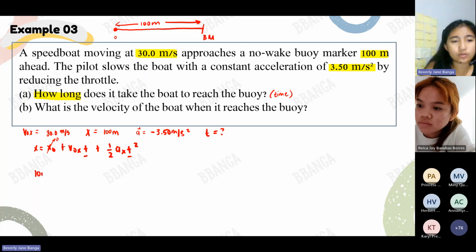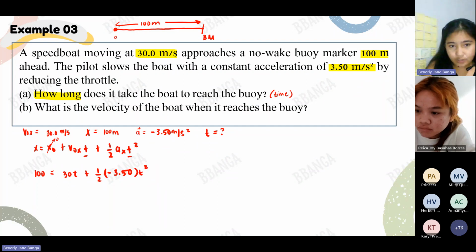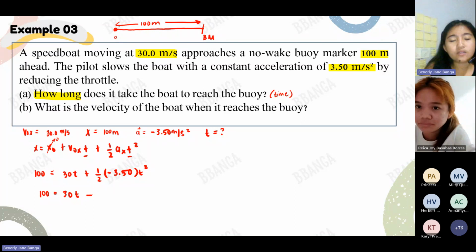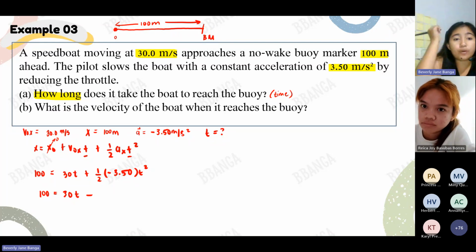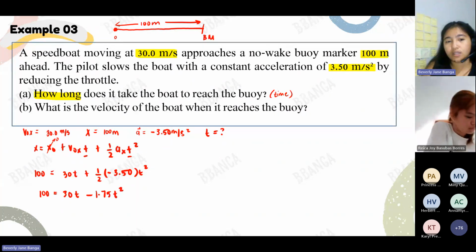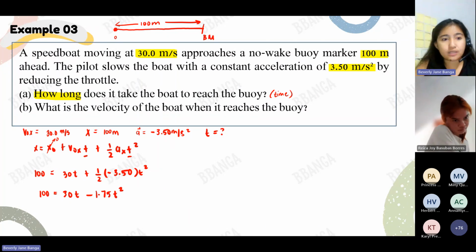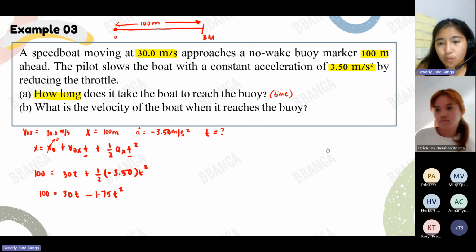So, you have x is equal to 100 equal to 30 times t plus 1/2 times negative 3.5 t squared. So, simplifying this, we have 100 is equal to 30t minus, ano ang 1/2 ng 3.5? 1.75, no? Minus 1.75 t squared. So, ano yung itsura nito? Paano natin makukuha si time from this equation?